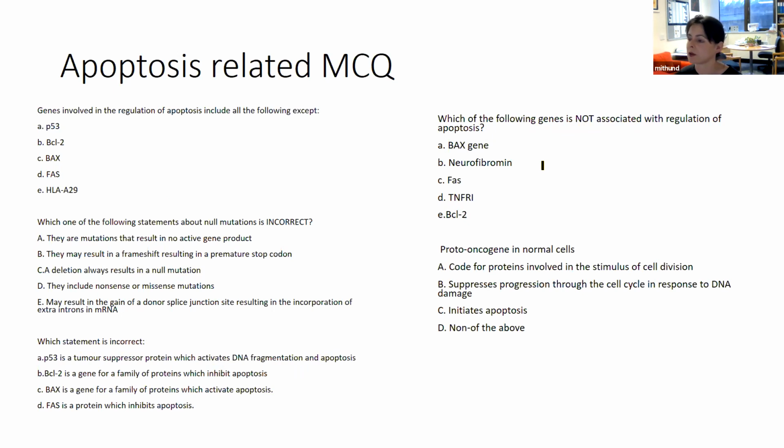It has a role more in controlling oncogenes. And this one here, proto-oncogene in normal cells. What would you put for this one? Yeah, A. So a role of a proto-oncogene is to stimulate cell division. Okay, so that's fine. So you can do those ones.